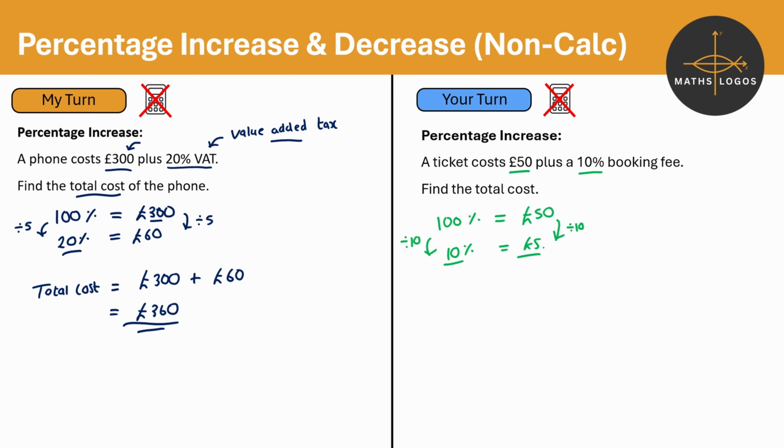It's a 10% booking fee, but that corresponds to a £5 charge. And we want to find the total cost. So the total cost is going to be equal to the £50 plus, and in maths, that means we need to add on our £5 booking fee, which gives us a total of £55.